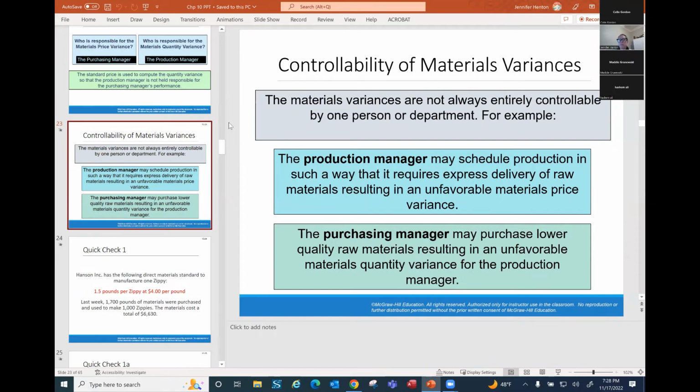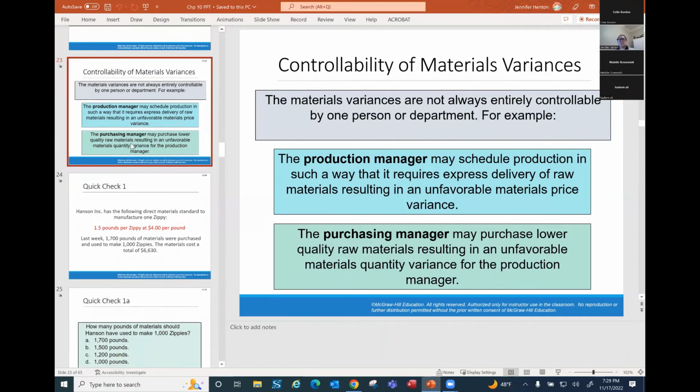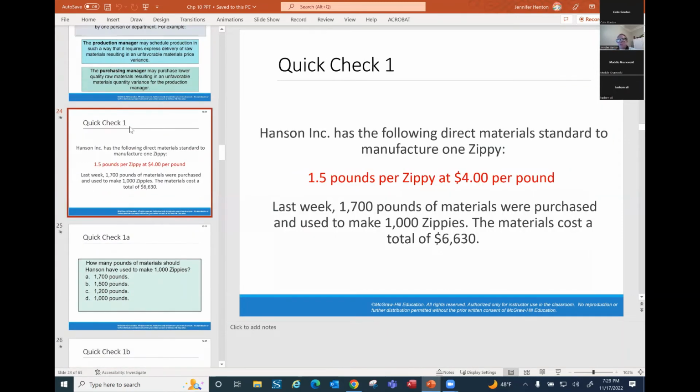And then you have the purchasing manager that may buy lower quality raw materials, resulting in unfavorable material quantity variance for the production manager. So the purchasing manager is going to maybe have a price that's a little bit lower, but they have to use more material for the production manager. So then the production manager is stuck with more material because it was low quality. And so you may have some different things that overlap like that can cause problems.